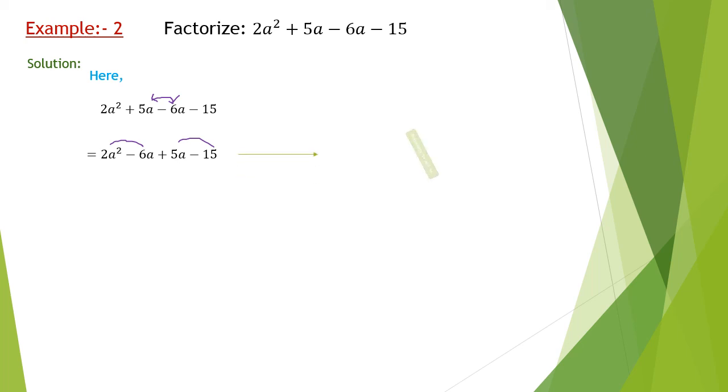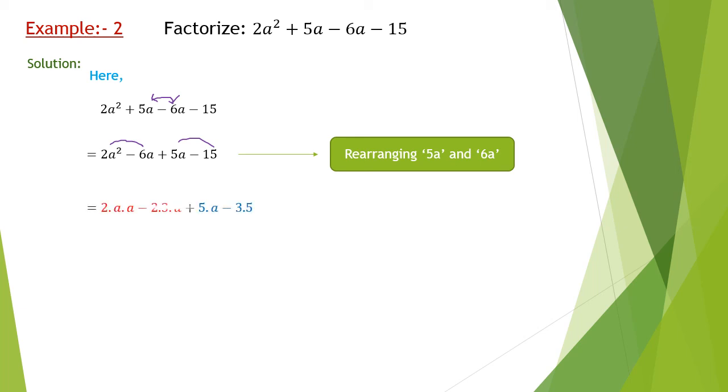What we did here is rearranging 5a and 6a. Now let's factorize each and every single term. 2a square is factorized as 2 dot a dot a. 6a is factorized as 2 dot 3 dot a, as we have already done. If we factorize 6 by the prime factorization process, then the factors are 2 and 3. And 5a, 15 is 3 dot 5, isn't it? If we factorize 15 by the prime factorization process, then 15 goes with 3 five times, so we can write 5 dot 3.